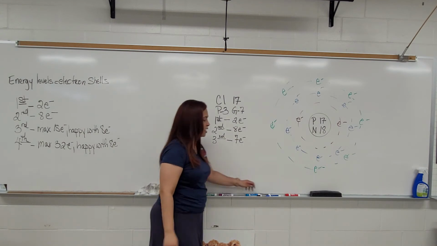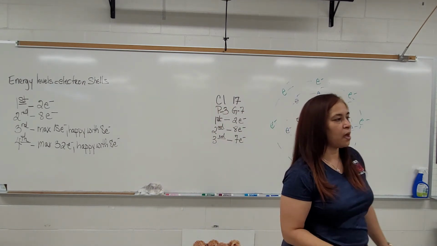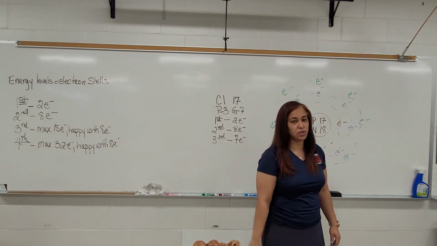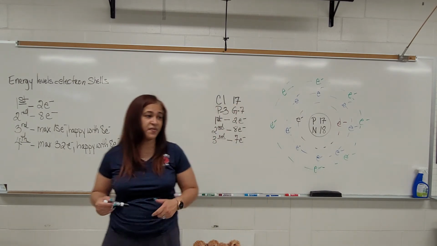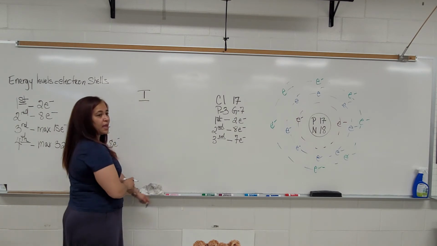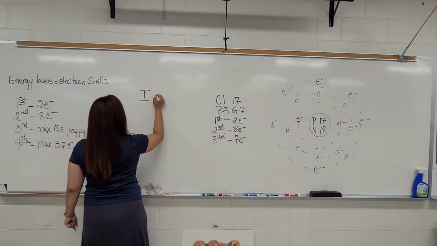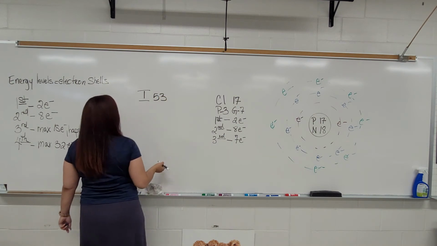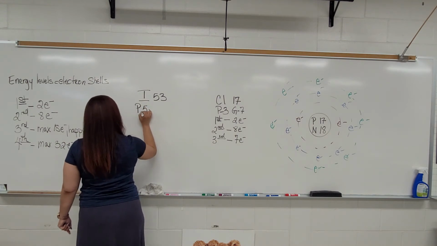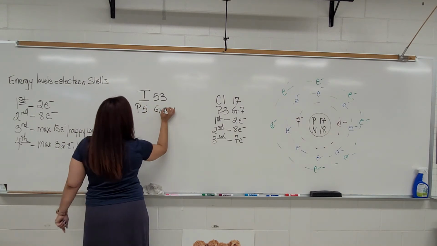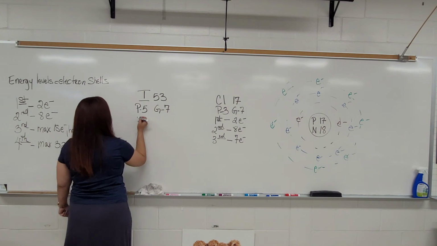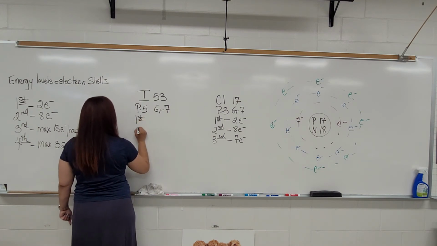So I'm going to take an element that's pretty far down on the periodic table, and I'm going to do the electron shell configuration for it. So I'm going to do one that we have not done in class. I'm going to do iodine. Okay, iodine's atomic number is 53. It is in period 5, and it is in group 7. So what that means, it has 5 shells.